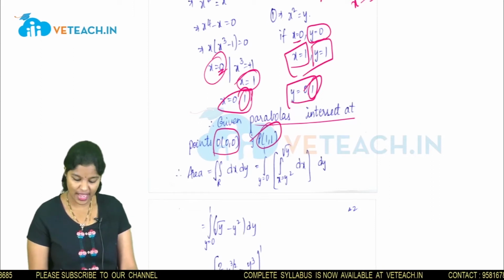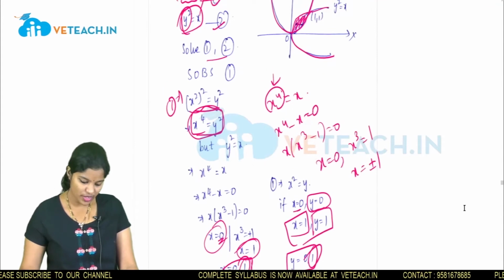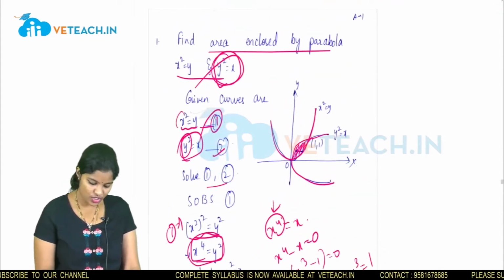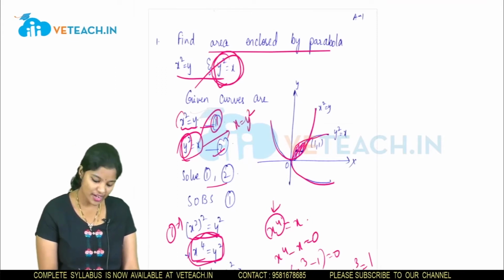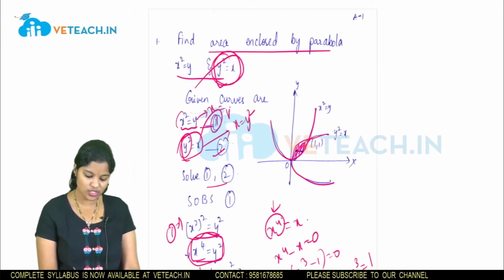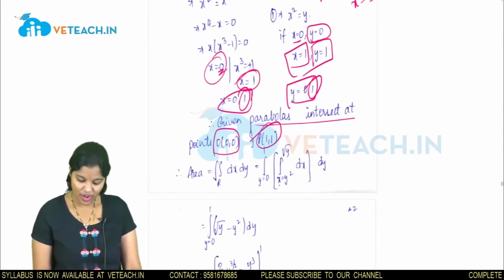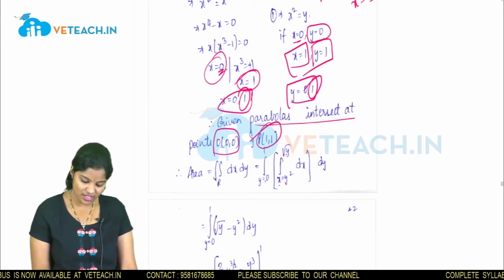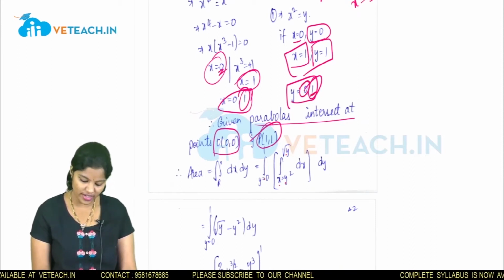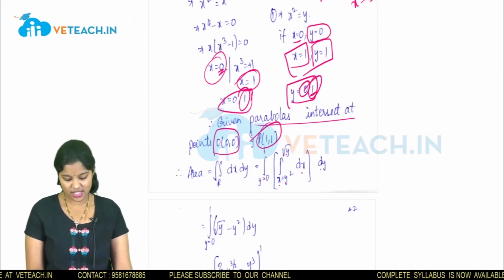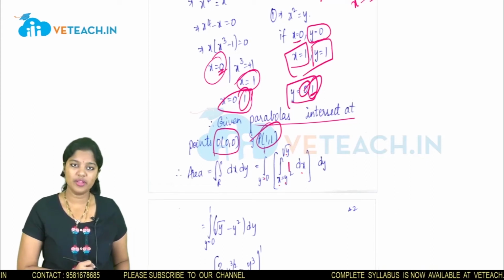So the limits will be, as it is a double integration, x ranges from y square to root y. See here in the question, from the equation x equals y square, and from the other equation we will get x equals root y. So x ranges from y square to root y, and y ranges from, as we found here, 0 to 1. So the integral is from y equals 0 to 1, dx dy. Now what is the integrand here? Nothing, so that means simply 1.